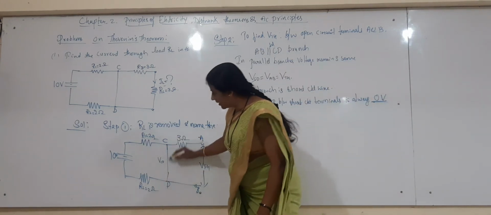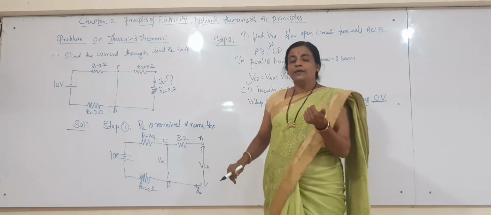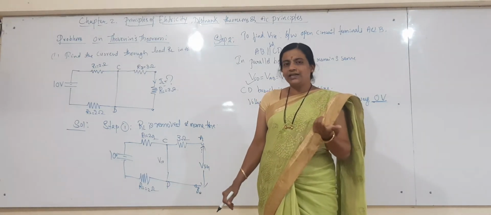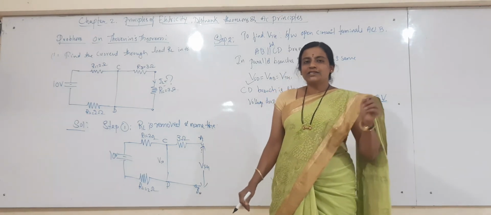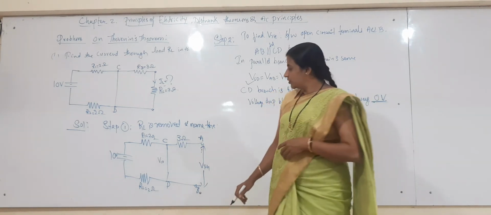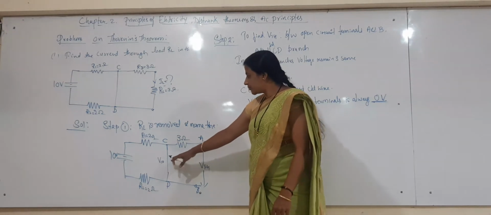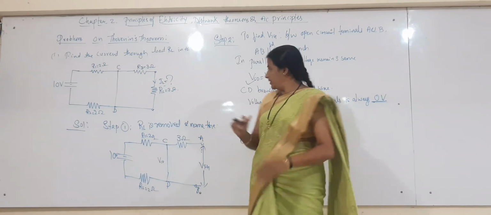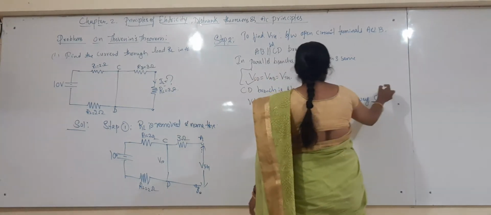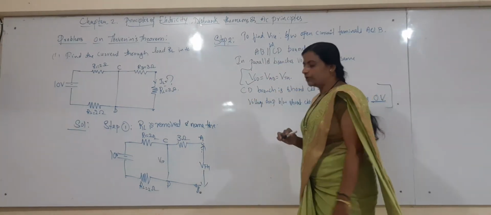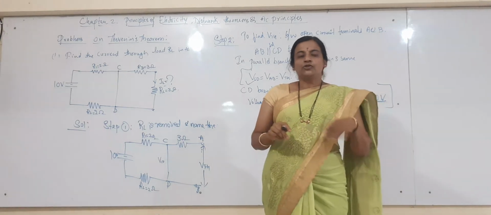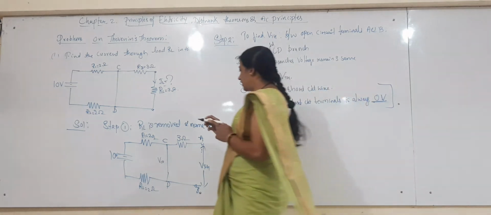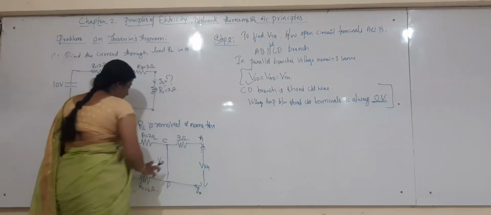So in this short wire there is no resistance, and when there is no resistance, automatically the voltage drop across it is zero. So this answer is also valid if you go by this short circuit method. So one more way is there: find the current flowing through here.